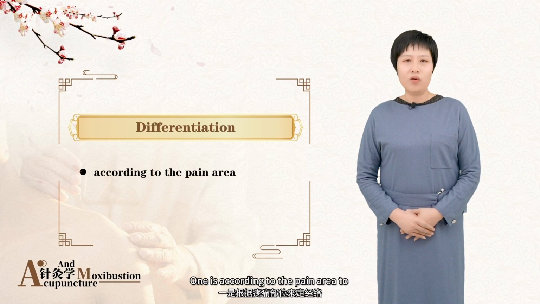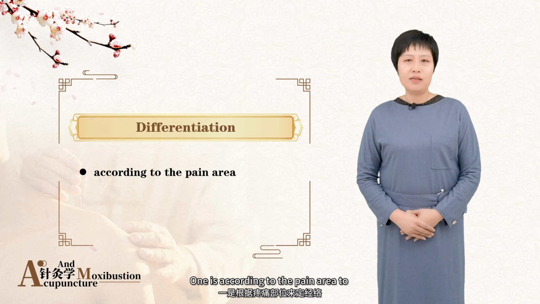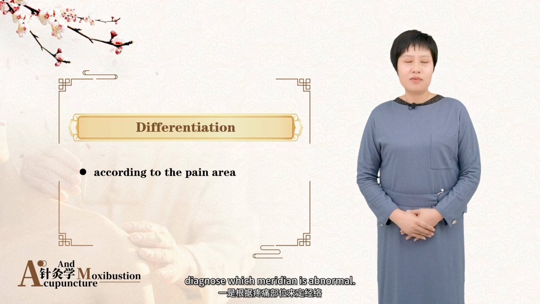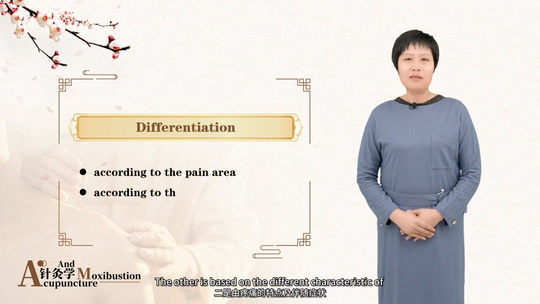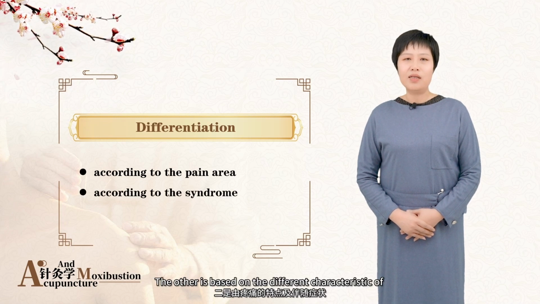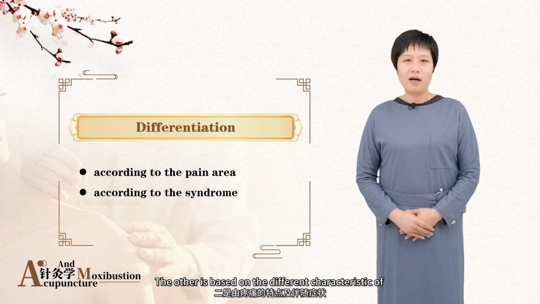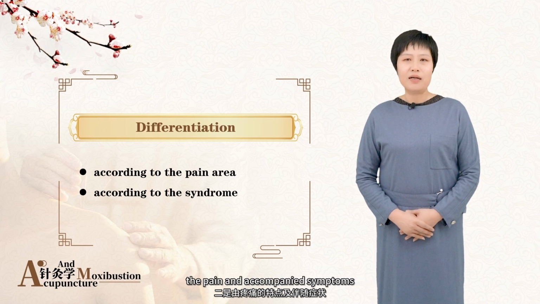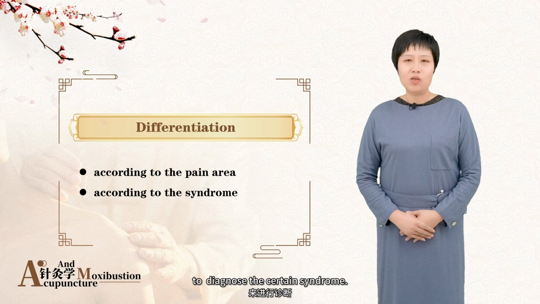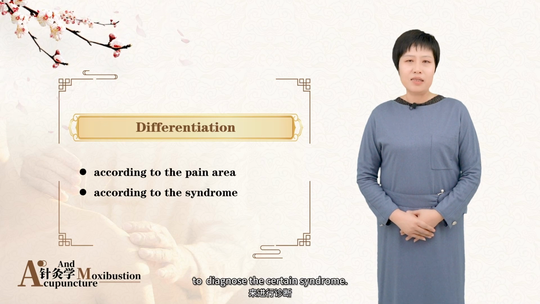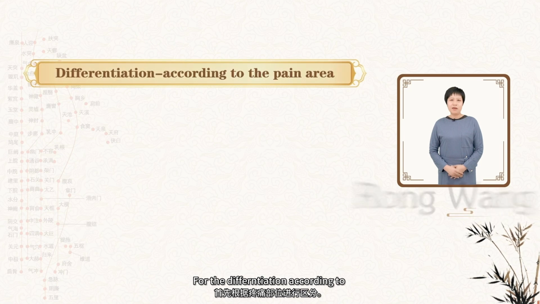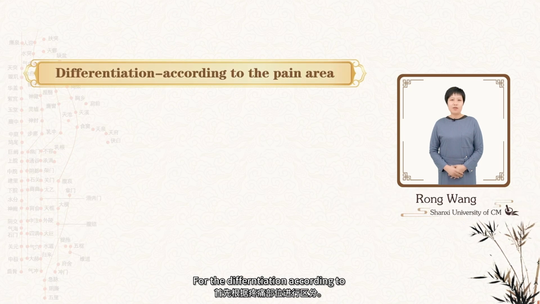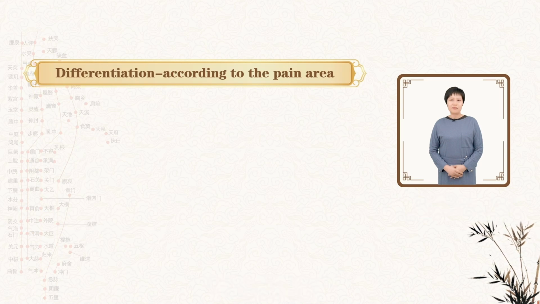For the differentiation, mostly there are two different methods. One is according to the pain area to diagnose which meridian is abnormal. The other is based on the different characteristics of the pain and the accompanied symptoms to diagnose the certain syndrome. For the differentiation according to the pain area, it always goes like this.